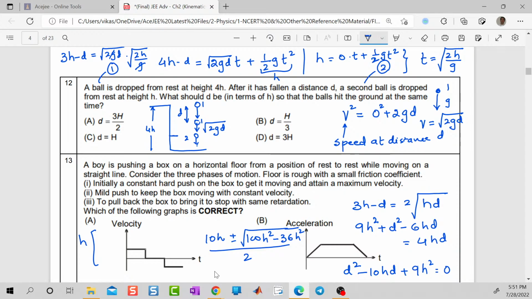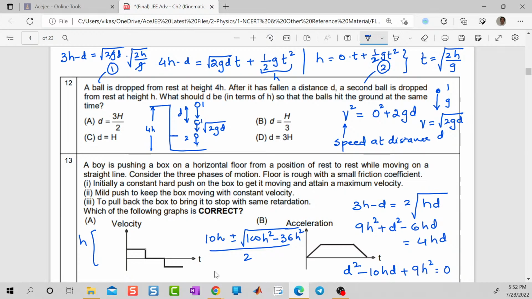Now something is not right here. What's not right here? Let's quickly go back to our equations. So 4h minus d is equal to square root of 2gd, times t plus half gt square. There is no problem there. For the second ball, it descends by height h, and that is simply equal to half gt square. So we have replaced that h in here.